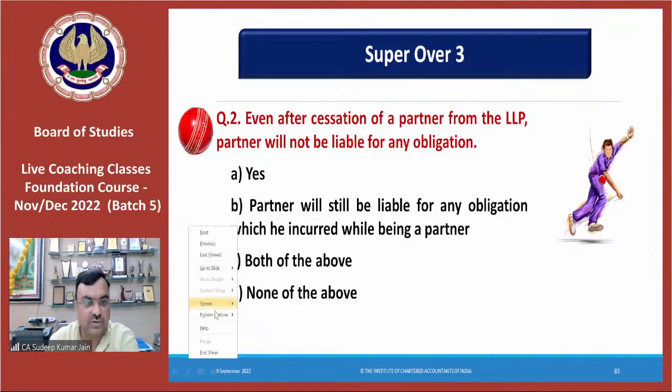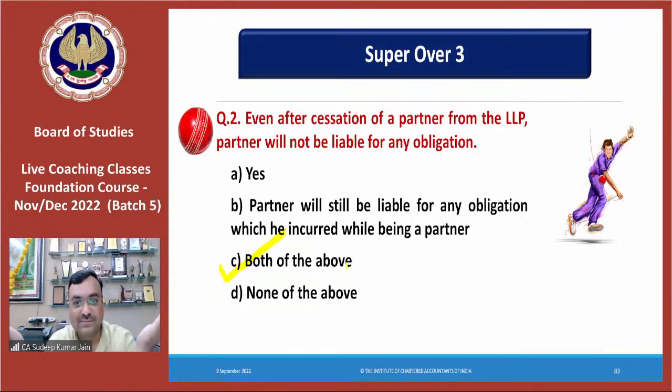Second, I feel many students must have got this wrong, I hope so. Both. Sir, how? Read the question carefully, please read the question. Even after cessation of partnership from the LLP, partner will not be liable for any obligation. Answer is yes. Then A is correct, then B is also: partner will still be liable for any obligation which is incurred while being a partner. So both are correct. So answer is C. Clear?